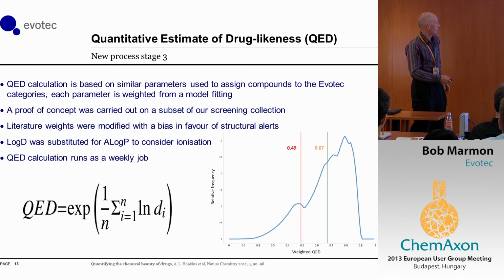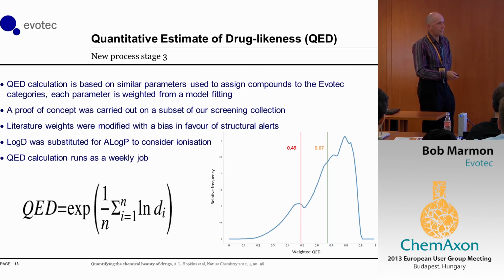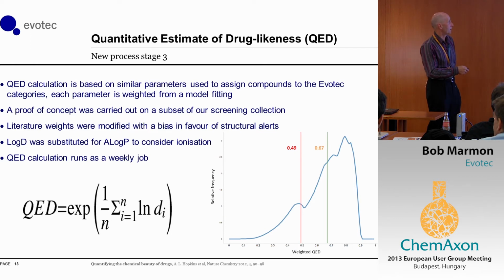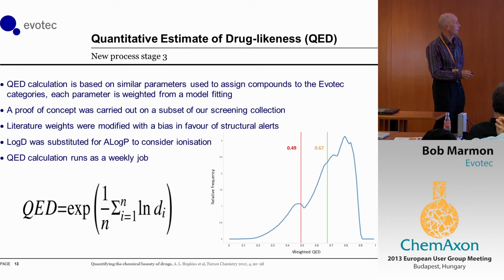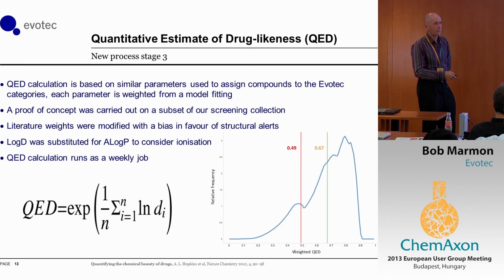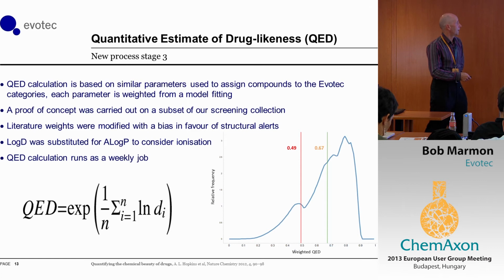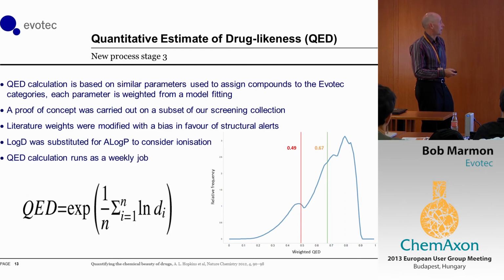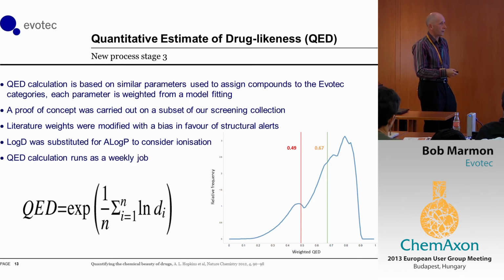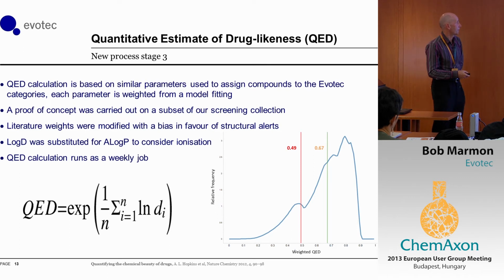And so we've now got the EvoSource drug likeness categories in the database, and what we wanted to do then was to look at a new parameter that we could also use for the chemist to assess the drug likeness of compounds, and this is called quantitative estimate of drug likeness, or QED. And it's based on similar parameters to the Evotec categories, but each of the parameters is weighted from a model fitting to known drug compounds.